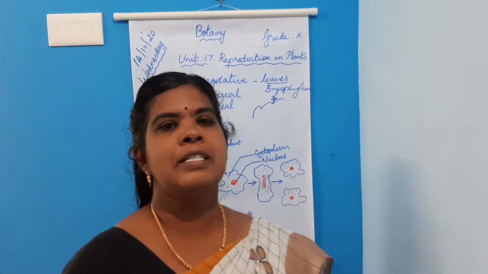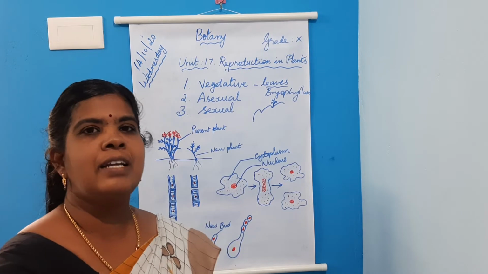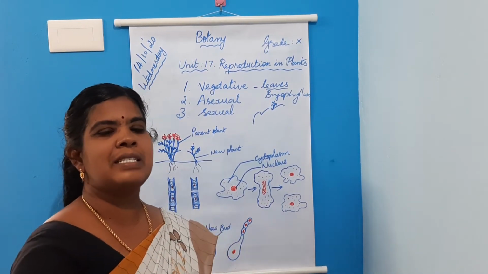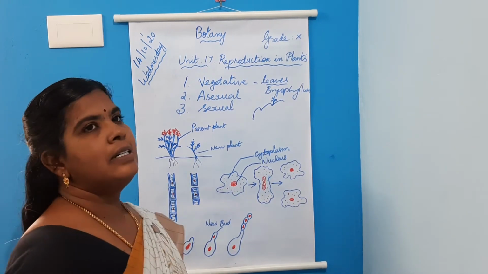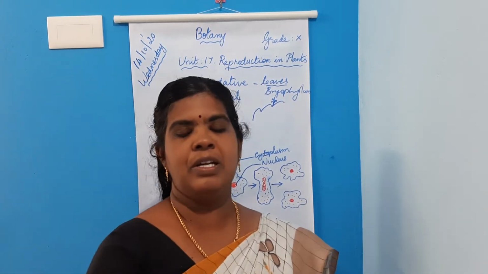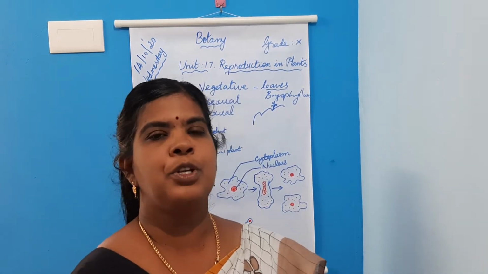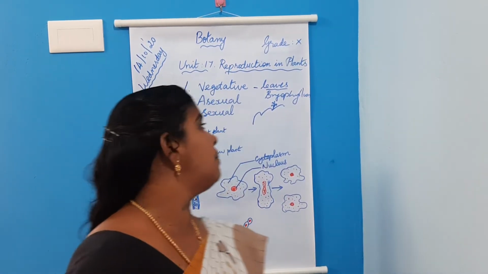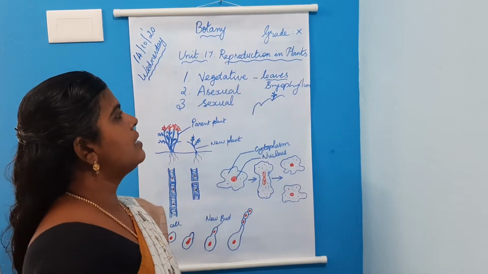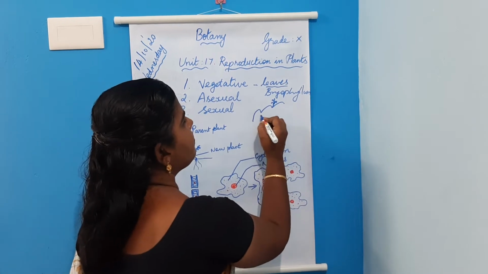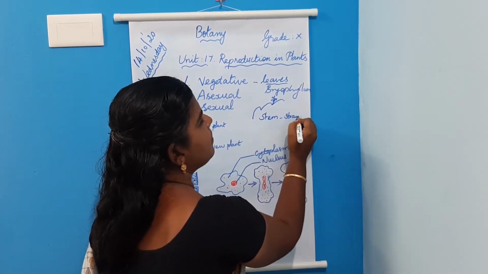So plants propagated through stem, example strawberry. The weak stem touches the ground and gives off adventitious roots and buds. When the connection to the parent plant is broken, it can develop into a new plant.